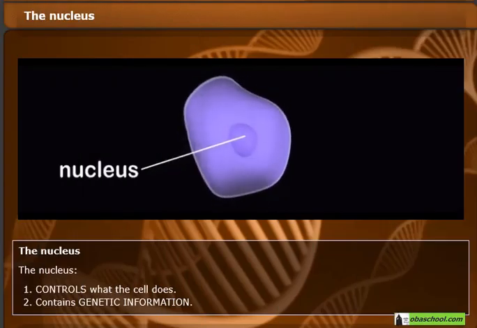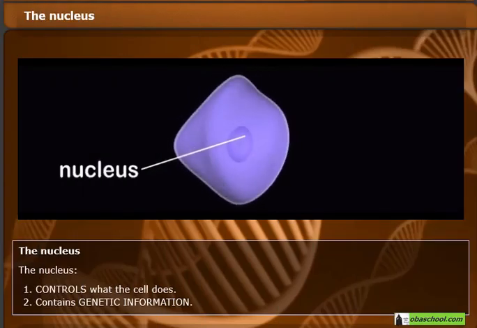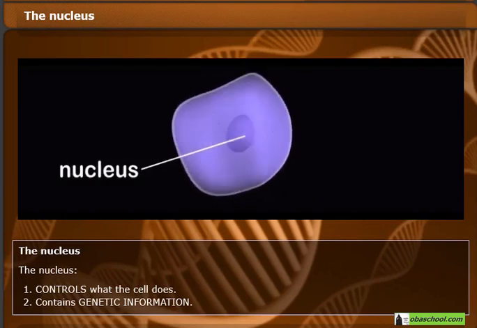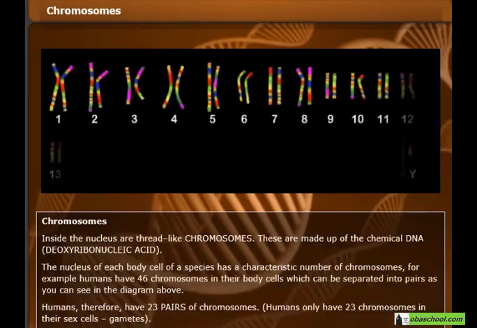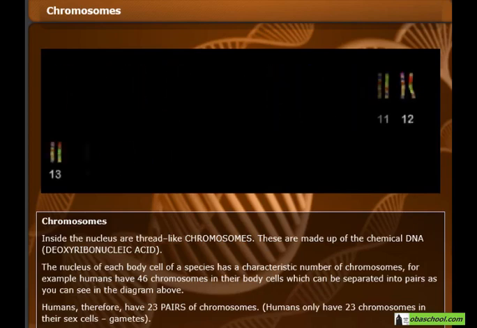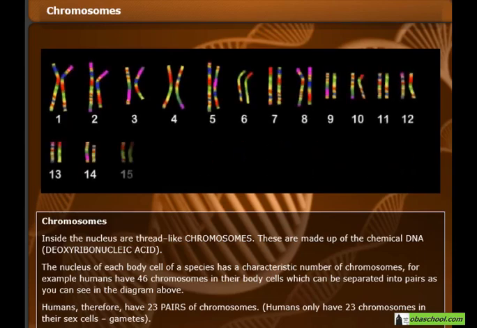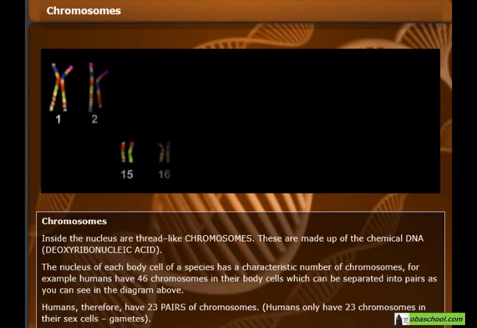The nucleus. 1. Controls what the cell does. 2. Contains genetic information. Chromosomes. Inside the nucleus are thread-like chromosomes. These are made up of the chemical DNA, deoxyribonucleic acid. The nucleus of each body cell of a species has a characteristic number of chromosomes.